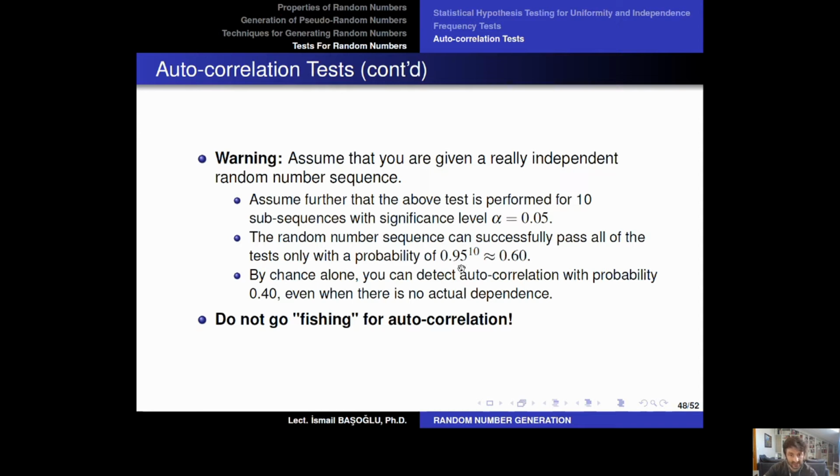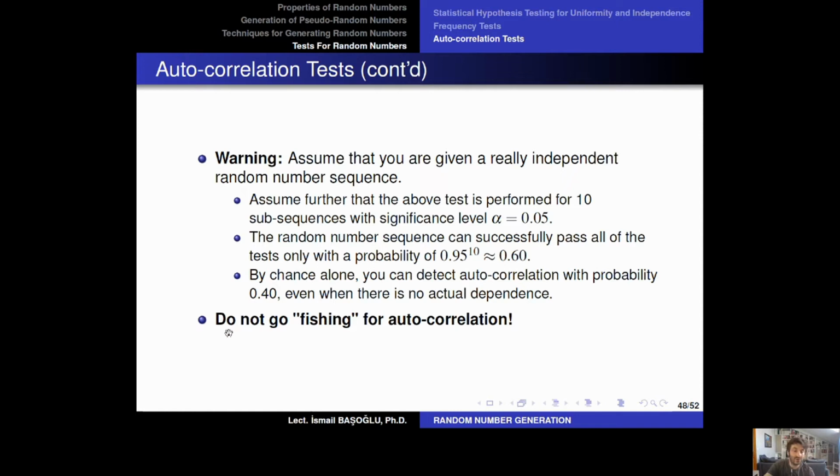So failing to reject the null hypothesis has the probability of 0.95, and for all 10 hypothesis testing procedures to fail to reject the null hypothesis has the probability of 0.95 to the power 10, which is 0.60. In other words, if you apply 10 independence tests for different proper subsequences, even though the sequence is totally independent, if you perform so many hypothesis tests, at some point one of them will reject the null hypothesis.